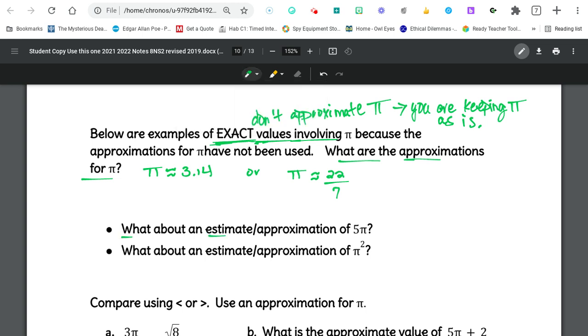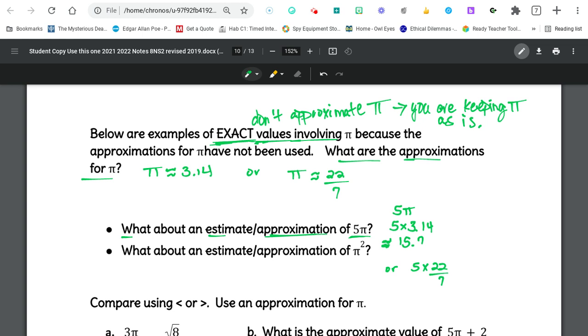All right, what is an estimate or an approximation of 5 pi? It's 5 pi mashed together, so that means 5 times the approximation of 3.14. Or I could do 5 times 22 over 7, the approximation. When I multiply 3.14 times 5, I get 15.7. It's an approximation.